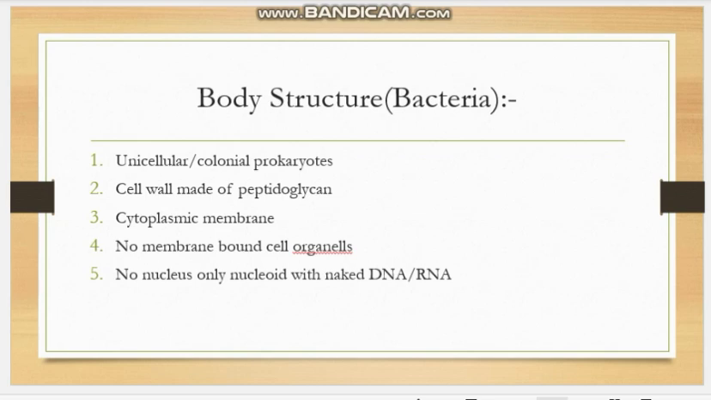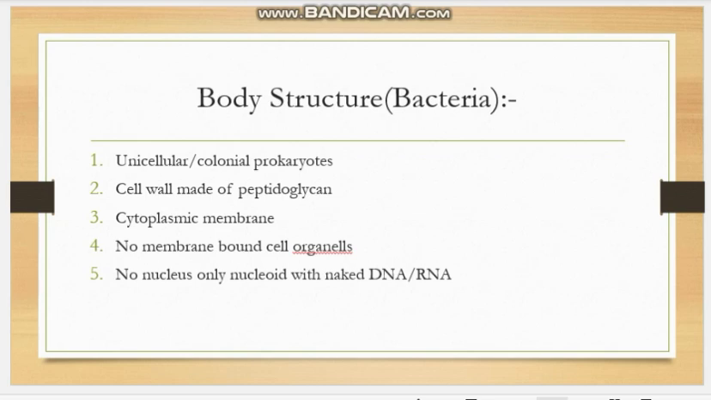But the particular thing that Monera or bacteria have is that they are prokaryotic cells. What is prokaryote? It means they have no cell organelles, only a naked nucleoid, that is DNA or RNA bearing nucleoid, but no membrane bound nucleus. So bacteria are unicellular, having a cell wall, cytoplasmic membrane, and no membrane bound cell organelles or nucleus. So that is the structure.